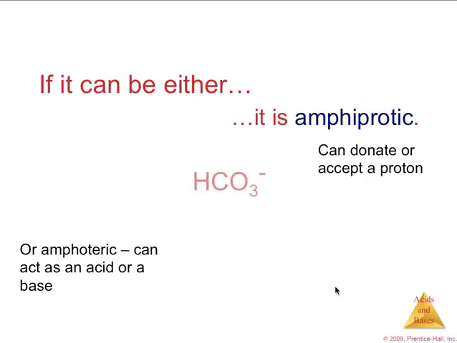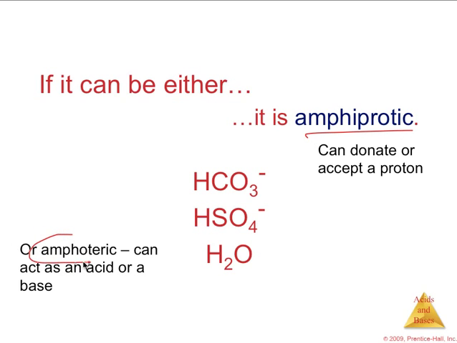Now, there are some substances that can be either, meaning they can act as an acid or they can act as a base. Those things are called amphiprotic. They are also called amphoteric. It just depends on who's calling them that, right? They mean the same thing. Amphoteric can act as an acid or a base. Amphiprotic can donate or accept a proton.